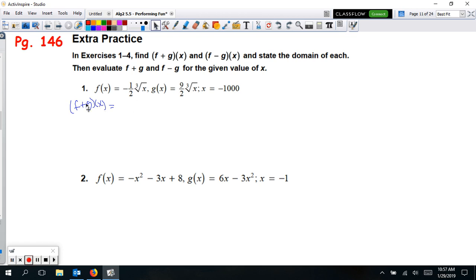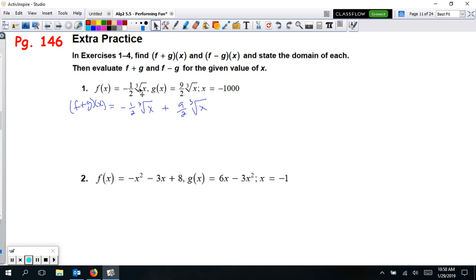That means we're going to multiply, or not multiply, add this function here, the f of x function, and this g of x function here. So we're just going to say this one plus this one. That's all we got to do, just write that down first. So there's our f function, here's our g function, we are adding them together.